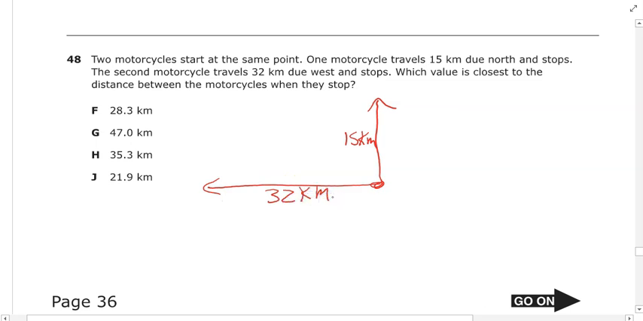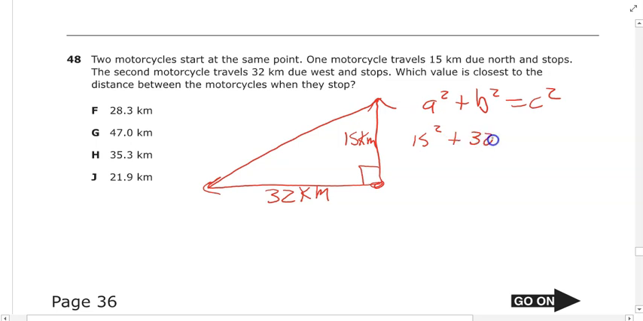Which value is closest to the distance between the motorcycles when they stop? So the distance between these is conveniently north and west make a right angle. So we just have to do some Pythagorean theorem. The two legs will be A and B, so 15 and 32. And C will represent the distance between them.